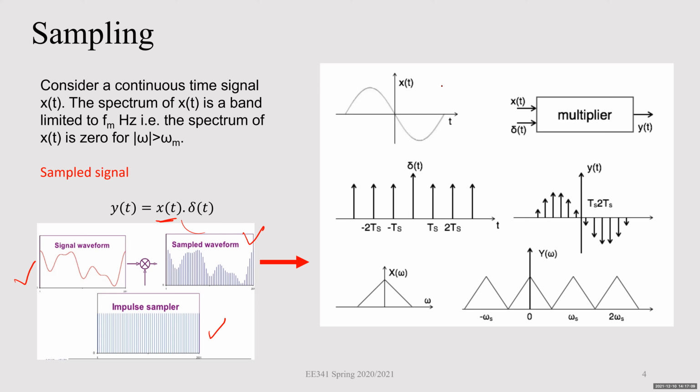So this is the same thing here. Your analog signal is multiplied with the impulse train, and then you get your sampled signal in the time domain. Here the Fourier transform of this impulse is an impulse, and this is the impulse train in the Fourier domain. Okay, this is one impulse, this is the impulse train.